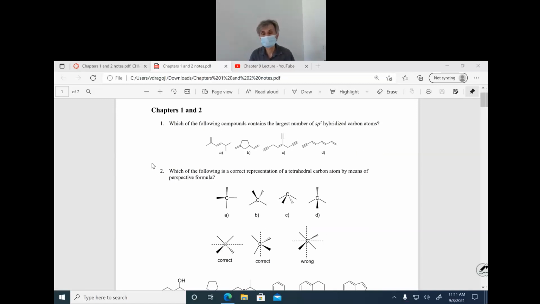So as you will see, only the first question deals with chapter 1. Everything else deals with chapter 2. And as I already said, that's because there is already a video under organic chemistry lectures on chapter 1, and that's general chemistry review. So, first question: which of the following compounds contains the largest number of sp2 hybridized carbon atoms?